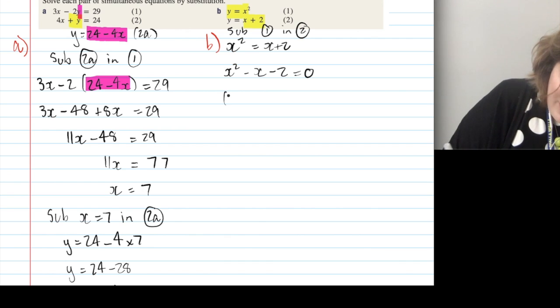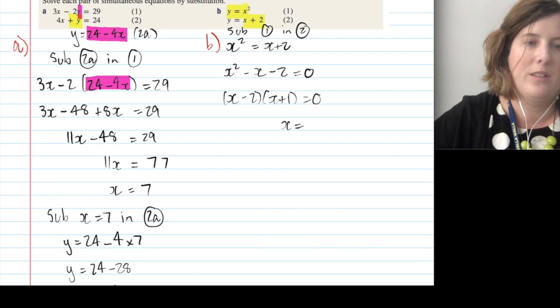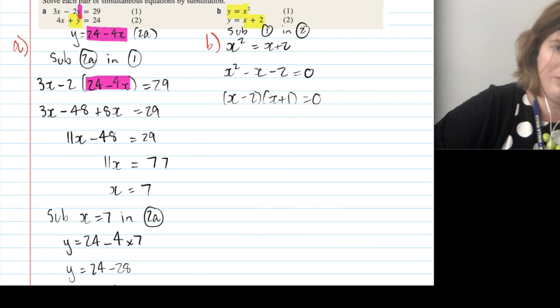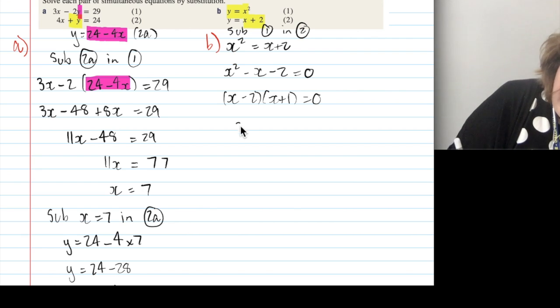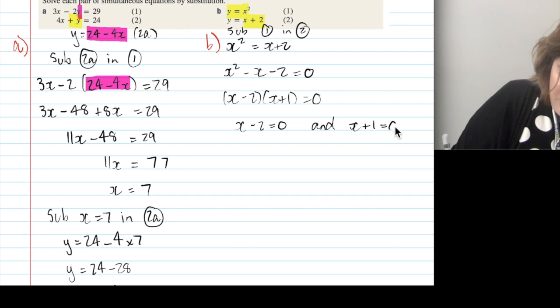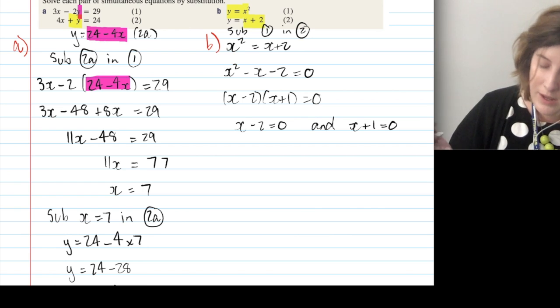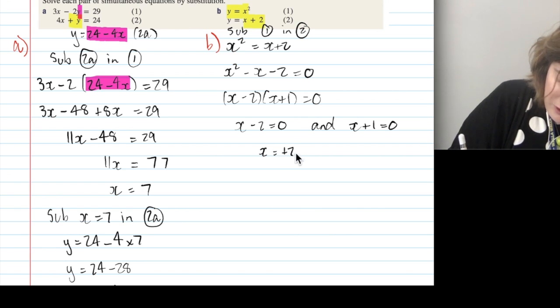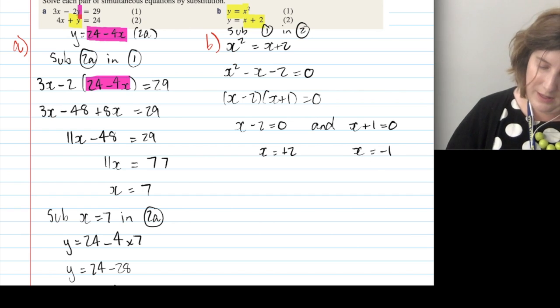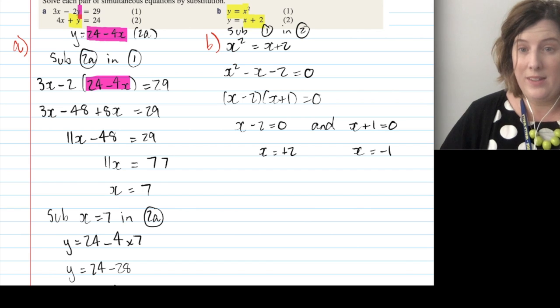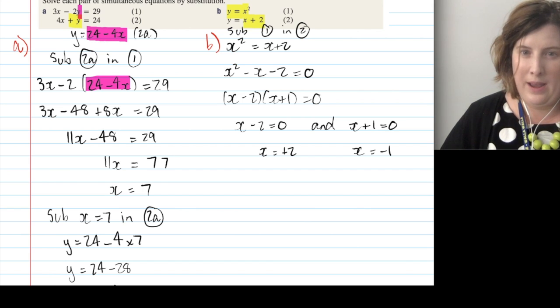So I've got x take 2, x plus 1 equals 0, which means x equals, I was about to skip a step, which means x take 2 equals 0 and x plus 1 equals 0, because when you times two things to equal 0, one of them or both of them must equal 0, so we do both answers, and which means x equals positive 2 and x equals negative 1. Now, we have two answers for x. We need to find both of the answers for y.